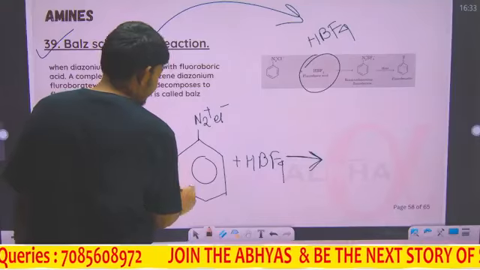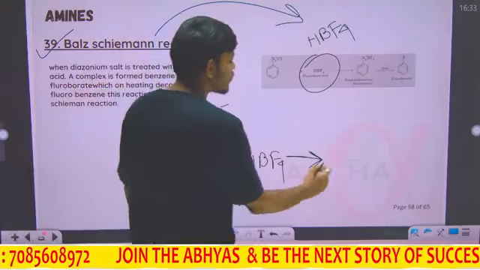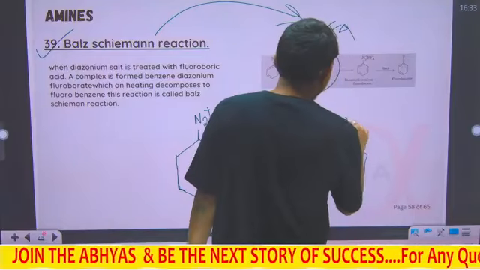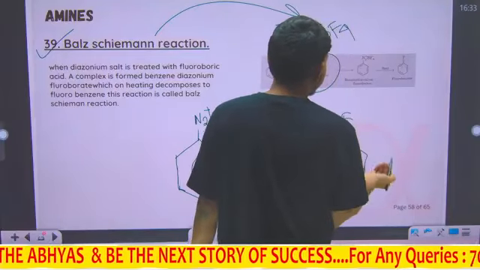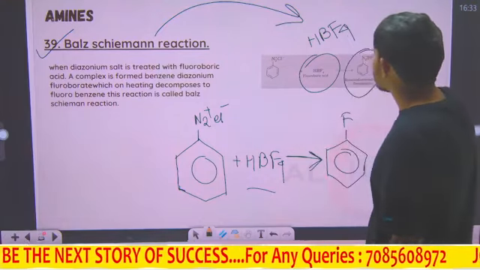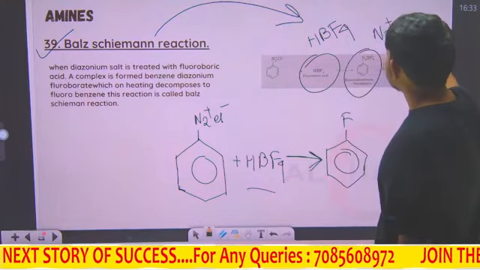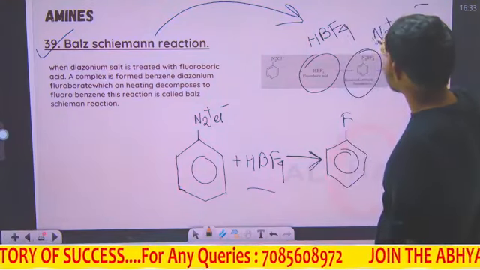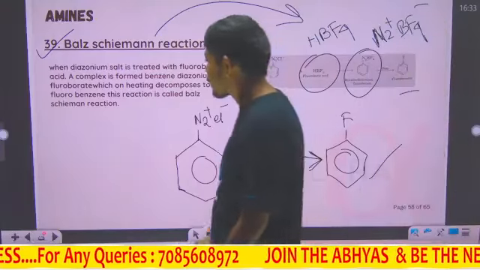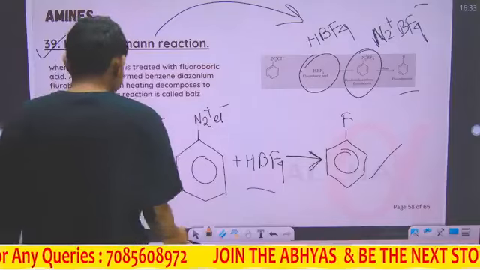Just want to share a small incident with you. This is the diazonium salt and benzene ring. F is introduced. Actually, there is a complex formed, N2+ BF4-, but you don't have to write this necessarily. Just write this directly. This is the Balz-Schiemann reaction.